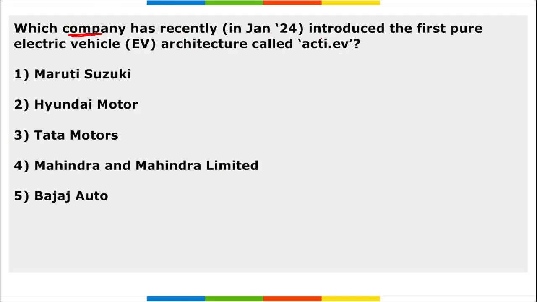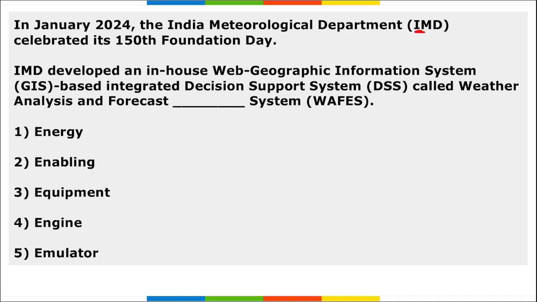Which company has recently introduced the first pure EV architecture called Active.EV? It is Tata Motors, right? Tata Motors introduced their first pure electric vehicle architecture called Active.EV, which will be the future portfolio of various electric vehicles such as Punch, Sierra, Harrier, etc. Correct?